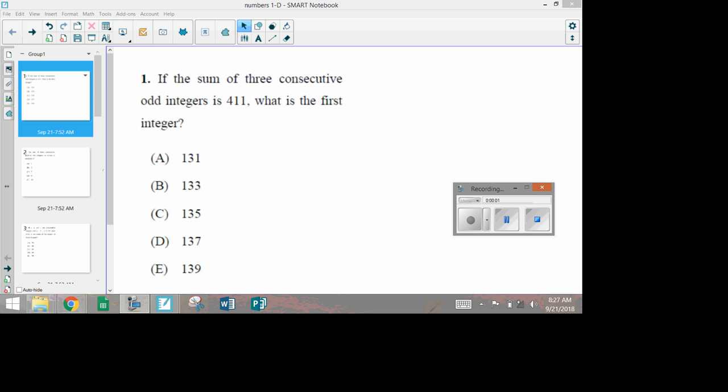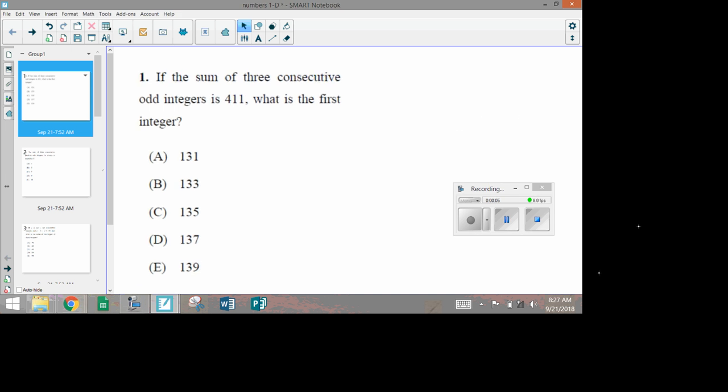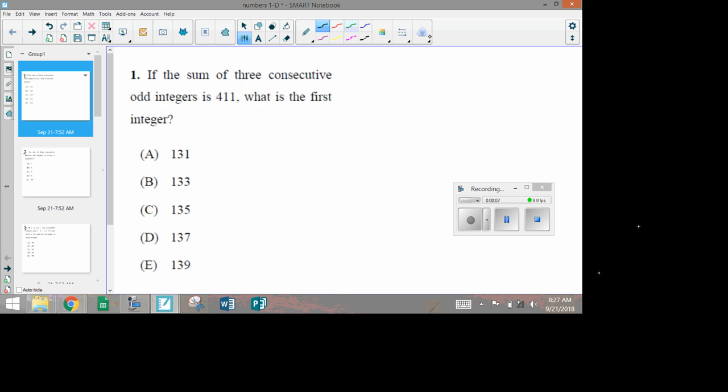The sum of three consecutive odd integers is 411. We have three consecutive odd integers, and we're adding those integers. The result is going to be 411. And what is the first integer? The question is: what is the first integer?